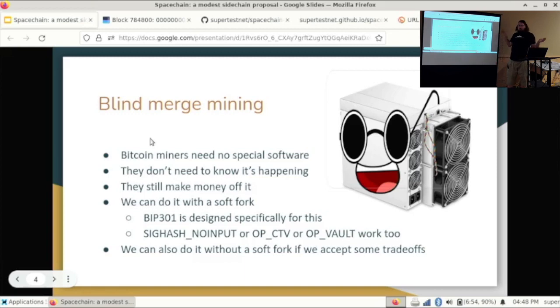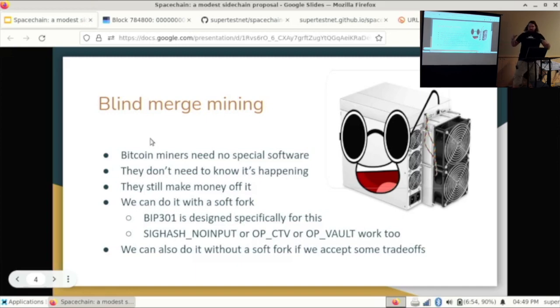But I will be presenting how Ruben does it, and I won't be presenting the 301, which is another way to do this. Another way you can do blind merge mining to get all of these cool properties is with SIGHASH no input, or OPCTV, or OPVault. And then there are ways to do it without a soft fork, which is what I'm going to demonstrate, but it has some trade-offs.